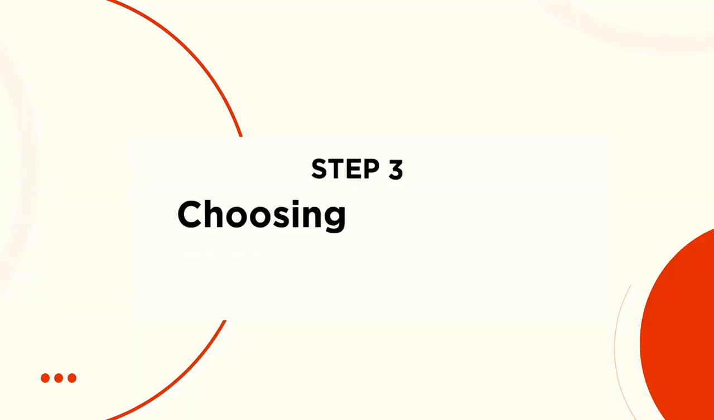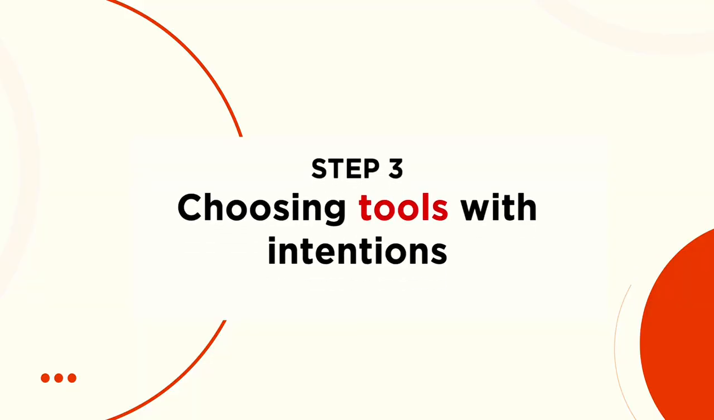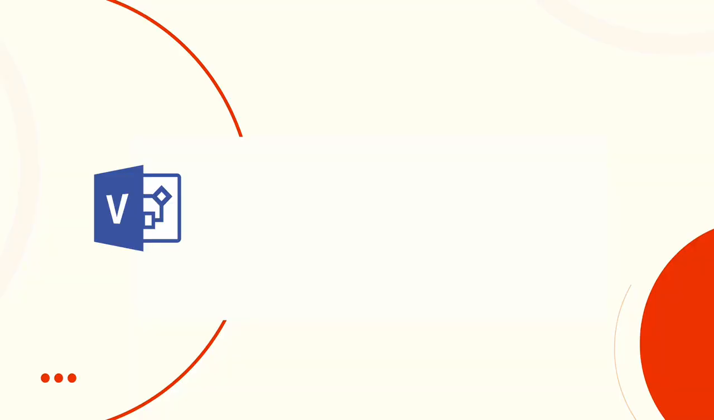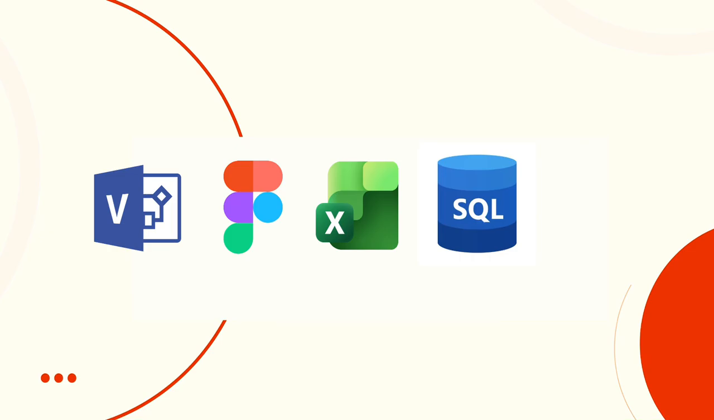Let's move to step 3. Choosing tools with intention. There are a lot of business analysis tools in the market. After you have defined the problem, the next step is to choose the right tools. You don't need every tool in the market. You need the right tools for the problem. For most business analysis projects, we're looking at Microsoft Visio, Figma, Excel, SQL, Power BI or Tableau, and a lot of other documentation tools. These are more sufficient for you to build a portfolio with.